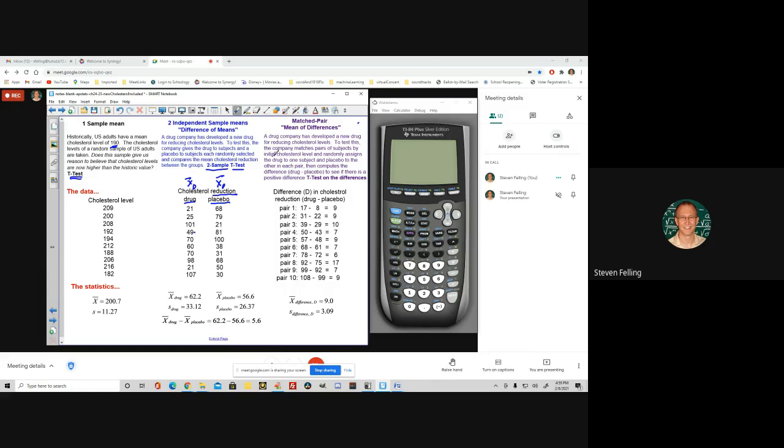On the other hand, if we have something that's like this, we have a drug company has developed a new drug for reducing cholesterol.